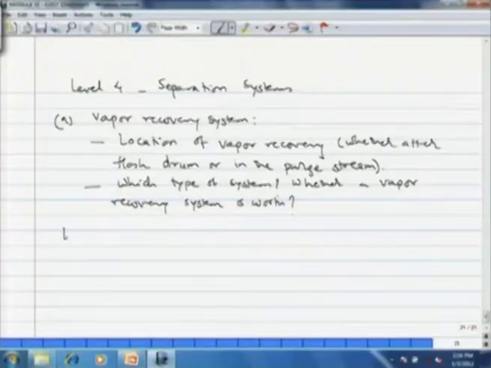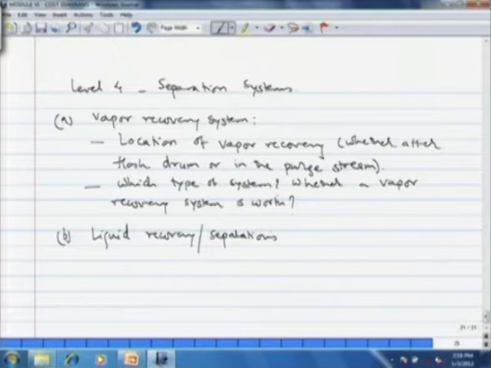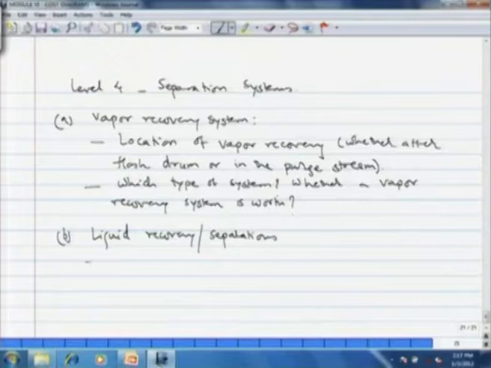Now, next is part B, the liquid separation system, or liquid recovery and separation. We have three liquid components, benzene, toluene and diphenyl. There are several options for separation of these components, but the most favorable operation in terms of cost, expertise, and the know-how that is available is distillation. So the first decision that we make is the mode of separation, and here we list distillation as our first choice.